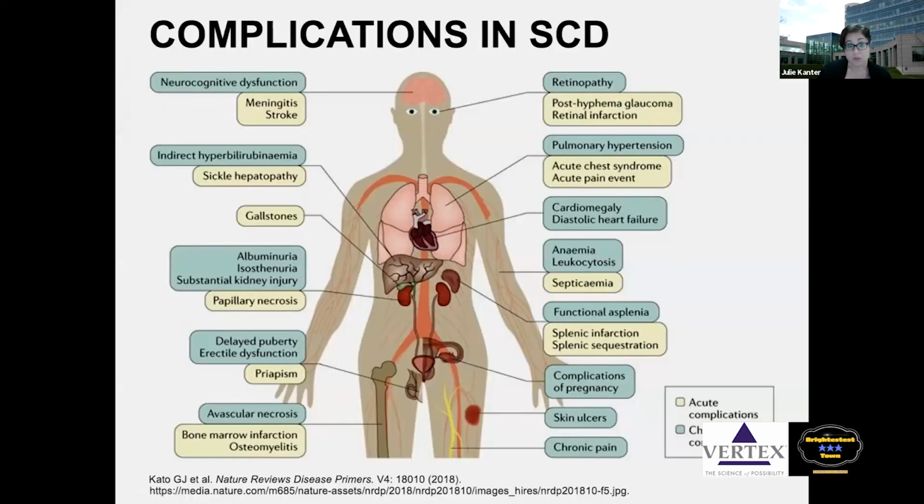As a result, there are multiple complications in sickle cell disease. In fact, there is no part of the body that is not affected by sickle cell disease. So when we think about looking at curative therapies, we want to think about all of the different parts of the body that could be affected by sickle cell.